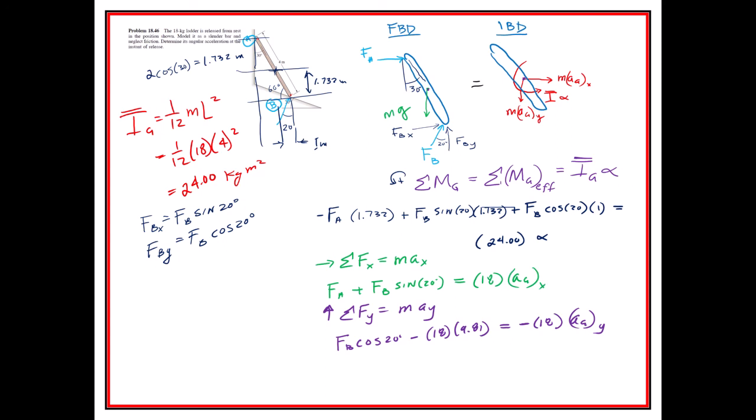Okay. So far we have 3 equations. We don't know FA, we don't know FB, we don't know alpha. We don't know FA or FB, and now we don't know AGX. We don't know and now we don't know here, right? So we have 1, 2, 3, 4, 5 unknowns.